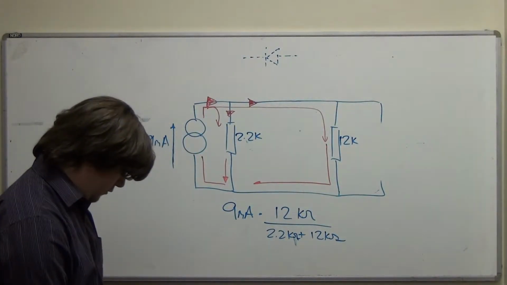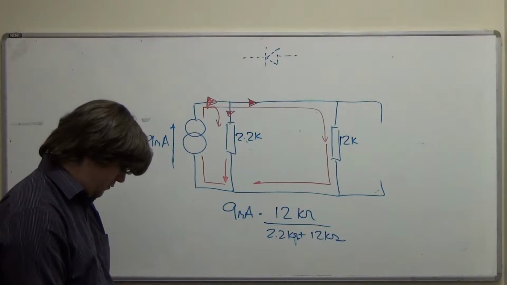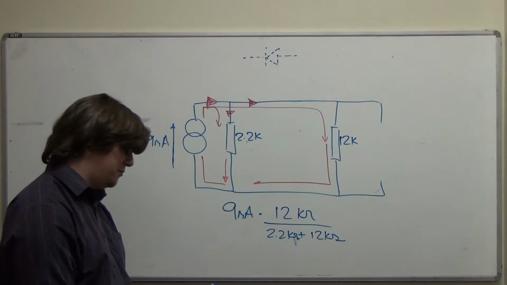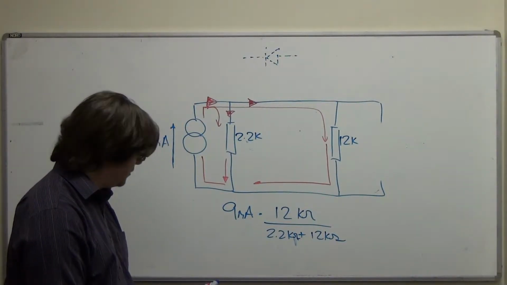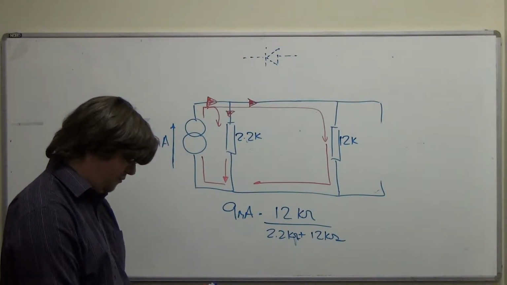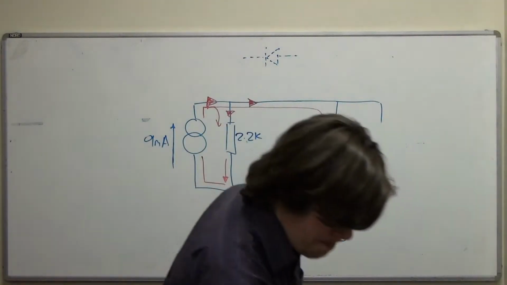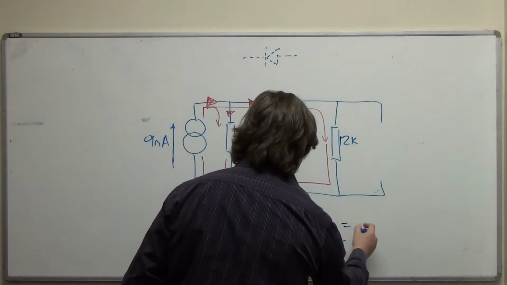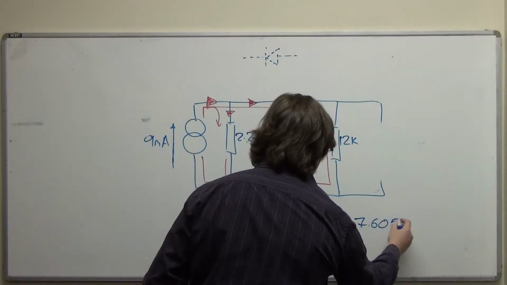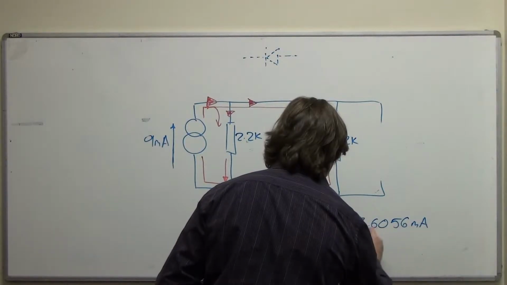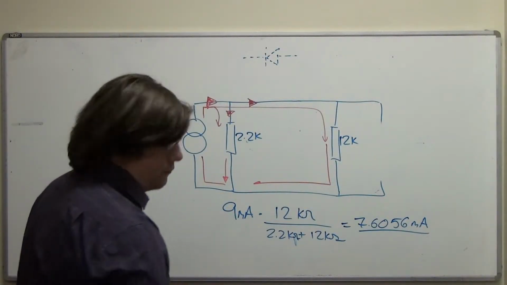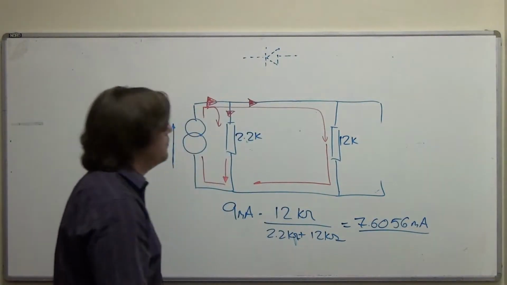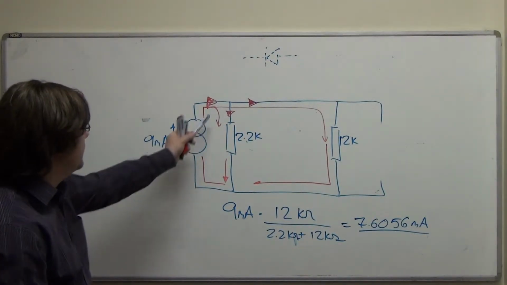So if we pop that into a calculator, we'd have 12 over 12 plus 2.2, which is 0.845 something or other, times 9, 7.6056 milliamps. Does that round up? Yeah. The next digit is a 3, so I'm not rounding that up. Okay, well, that's that current there.